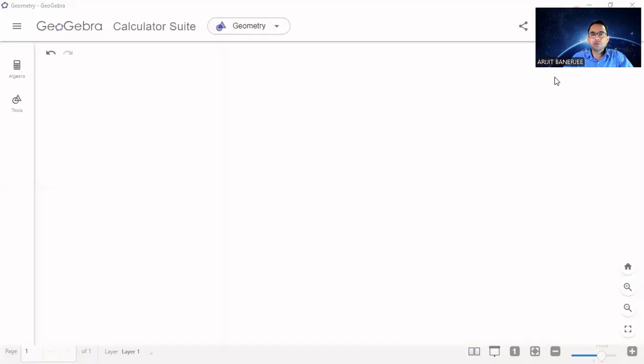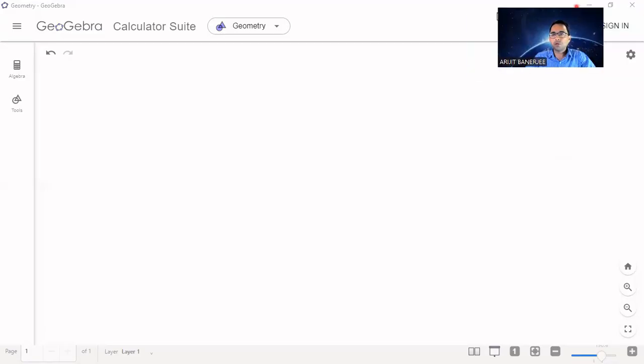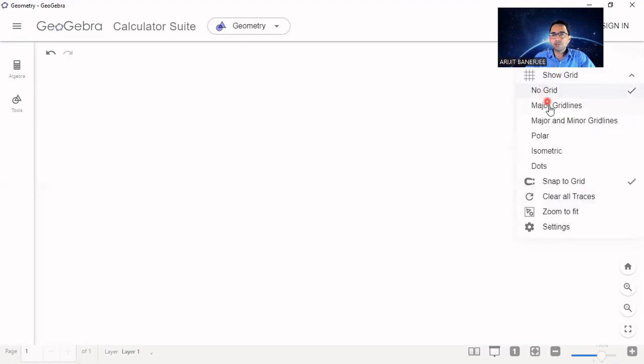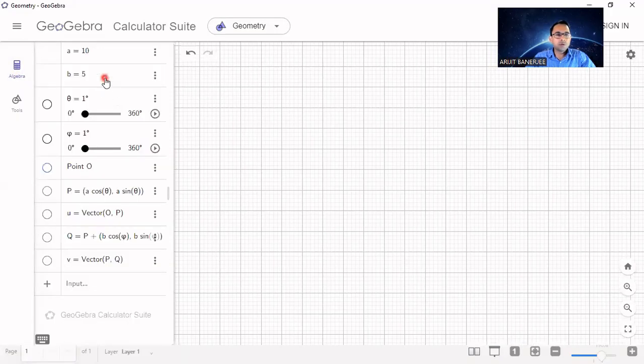Now we have opened the GeoGebra application here. Now we will open the grid so that we can see clearly major and minor grid lines, and then we will open the algebra view. I have already written here so that it will take less time. Now for this case we will assume that the lengths, that is A and B, will be constant and the angles theta and phi will basically change.